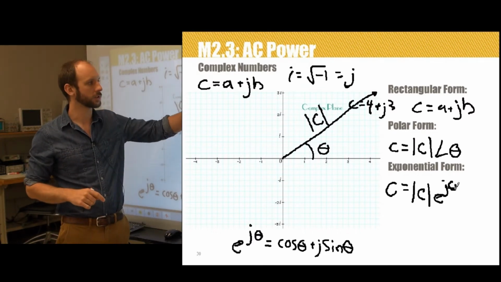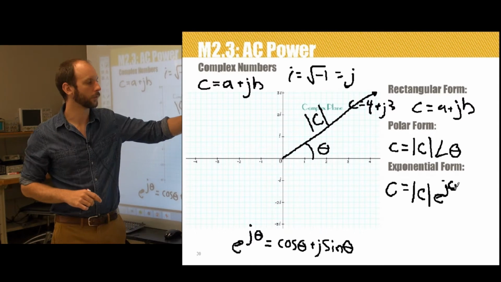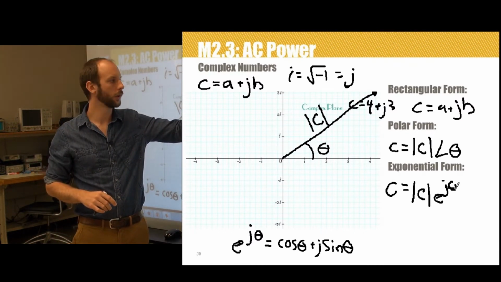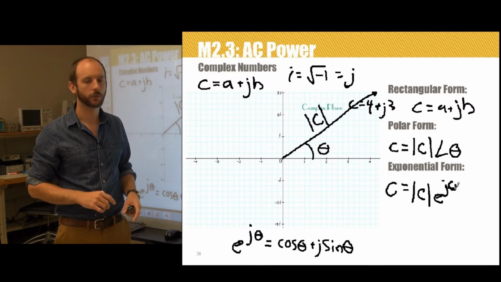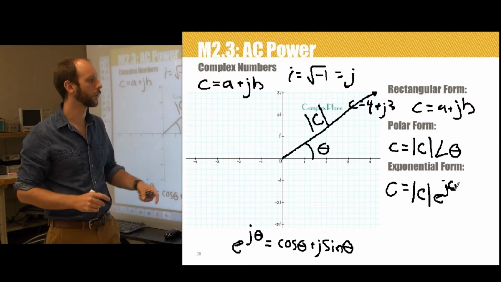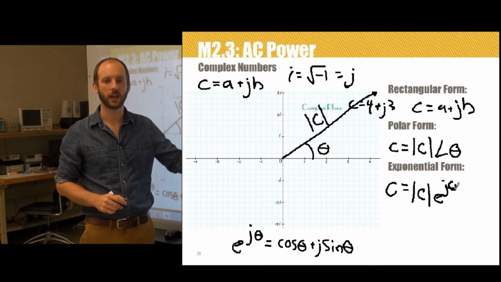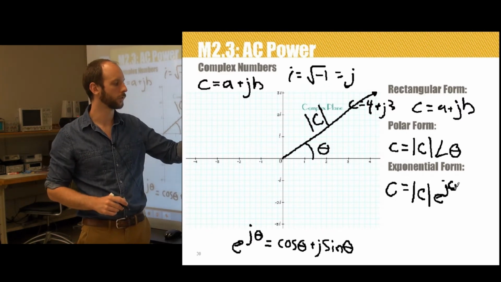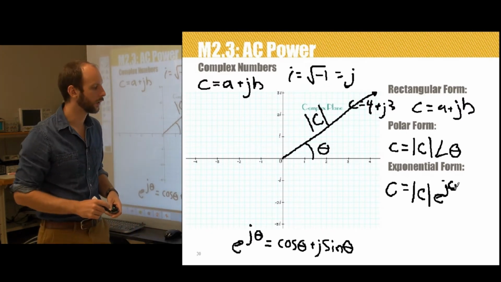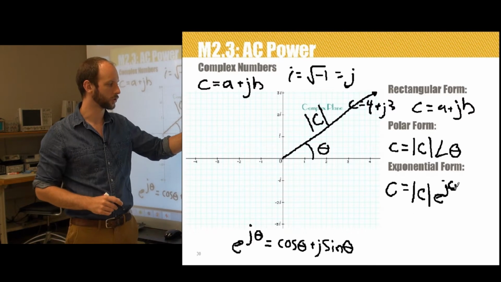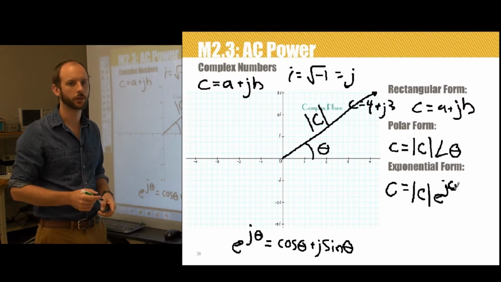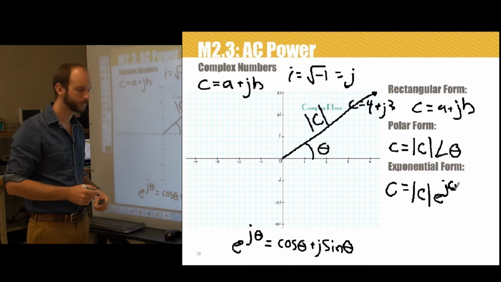They all look different, but they mean exactly the same thing. The first is rectangular form, where the complex number is represented in its real and imaginary parts. A is the real part, B is the imaginary part. We can represent it in polar form where we have the magnitude and the angle. So magnitude of C at an angle of theta. And exponential form, which looks just like polar form. It's just kind of a different way to write polar form.